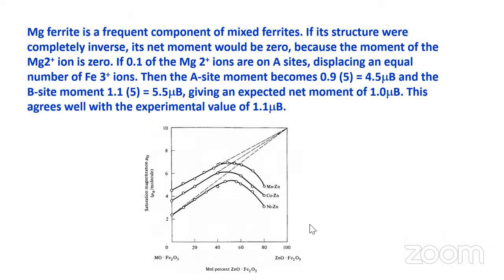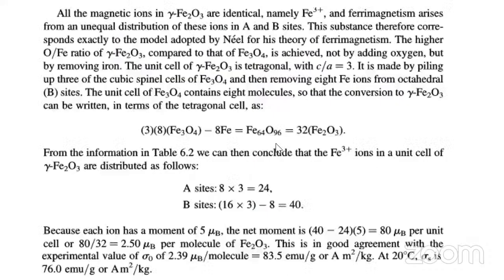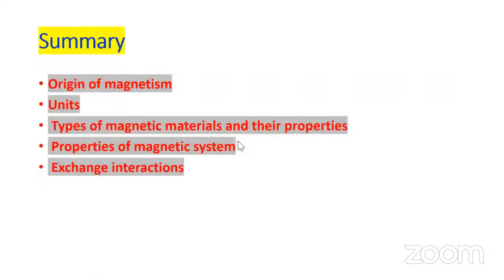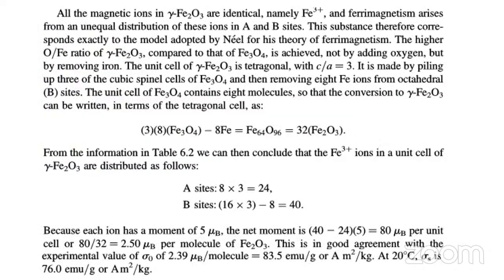Now, if you look at the variation of saturation magnetization in the case of the spinel structure, I will not go into the details of this. Gamma iron oxide is one of the very widely applied magnetic substances. This also has the spinel structure, and its magnetic properties, such as the magnetic moment, can be calculated, which can be verified experimentally.